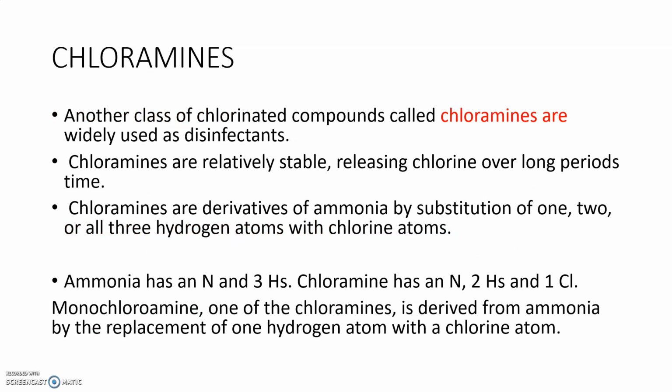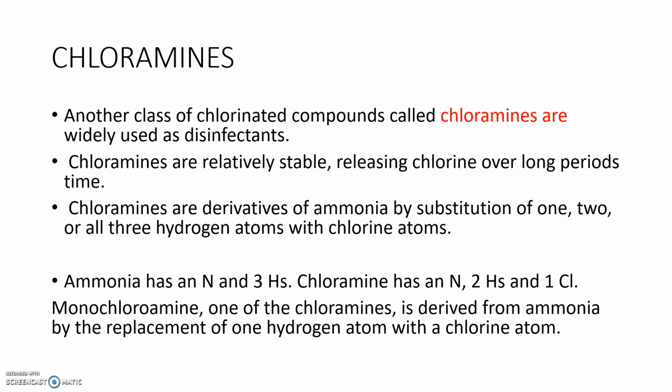Next, chlorine releasing agents are chloramines. Another class of chlorinated compounds are called chloramines. They are widely used as disinfectants. These chloramines are relatively stable, releasing chlorine over a long period of time. Chloramines are derivatives of ammonia by substitution of 1, 2 or all 3 hydrogen atoms with chlorine atoms.